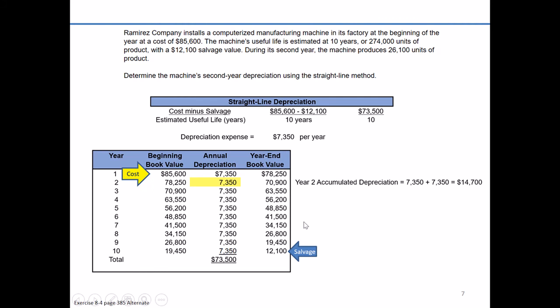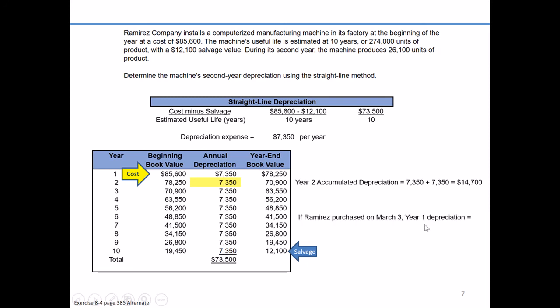I will also note that sometimes, again, you might be asked different questions. You might be asked what's depreciation expense for a certain year, what's book value at the end of a certain year. You might also be asked what's accumulated depreciation. So if I ask what accumulated depreciation was at the end of year 2 instead of annual depreciation expense, that would include the combination of year 1 depreciation of 7,350 plus year 2 depreciation of 7,350, for total accumulated depreciation at the end of year 2 of 14,700. So be aware, depending upon what you're asked for in the problem.